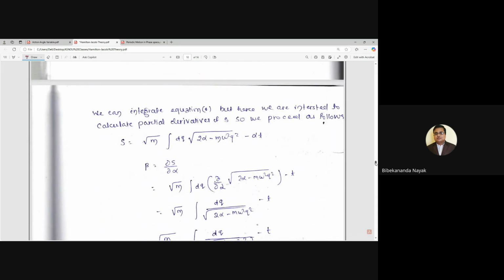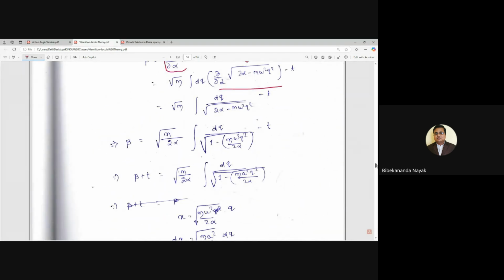So we can integrate this equation, minus alpha T, putting beta equal to del S by del alpha. So we can write del Q, this is actually del S by del alpha, this quantity. Putting that, we found m dQ by T or beta is equal to this, or taking t to this side, beta plus t is equal to this.